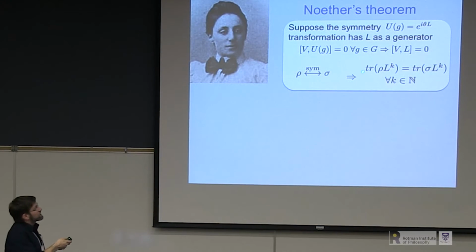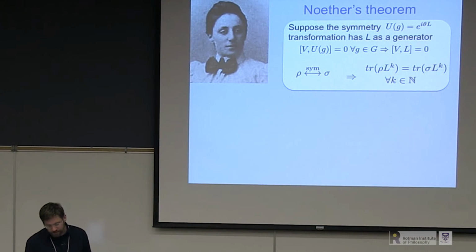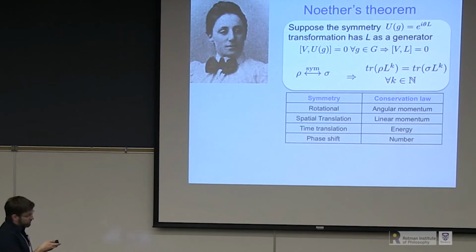And Noether's theorem states that if that's the case, then the expectation values of all powers of the generator of the group are the same for the initial and the final state. So it's just a conservation law. Not only is the expectation value of the angular momentum conserved in the rotational example, every power of the angular momentum operator is conserved as well. Like the eigenspaces of the angular momentum operator are conserved, for instance. So that's what Noether's theorem says. It's just conservation laws from symmetries. And you all know the standard examples of which conservation laws follow from which symmetries.